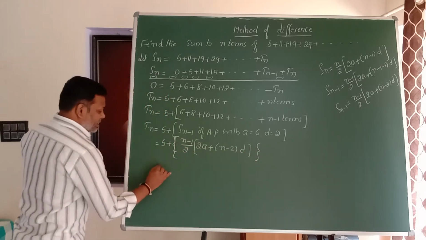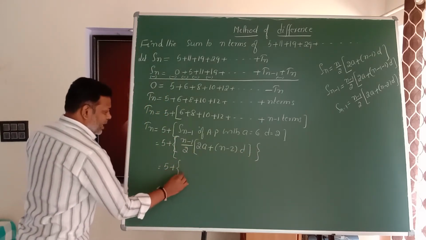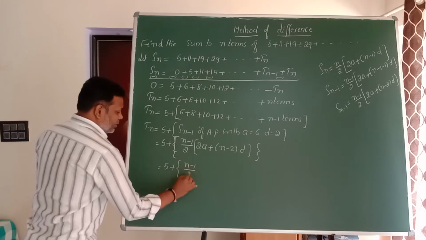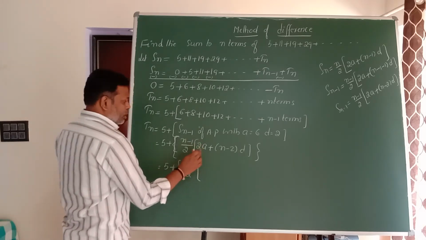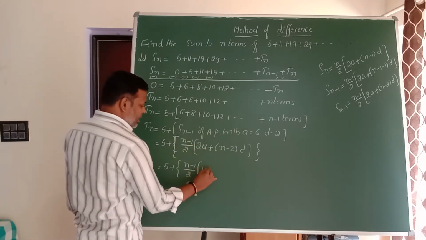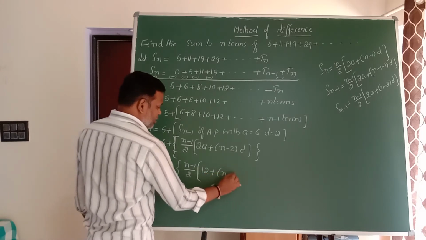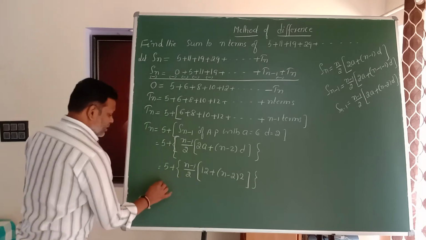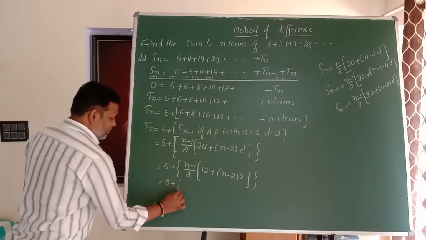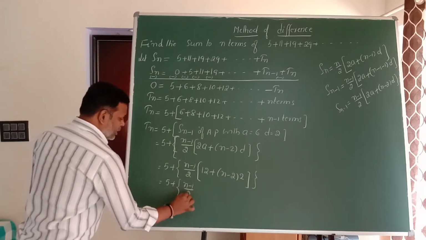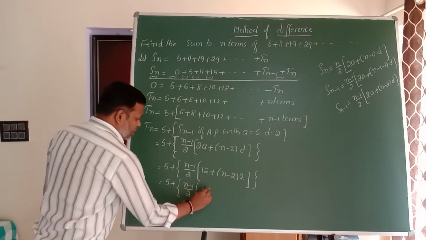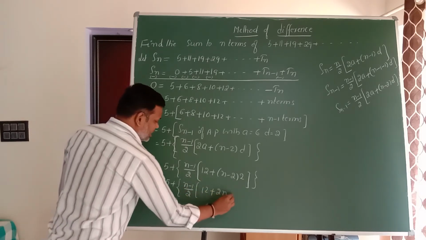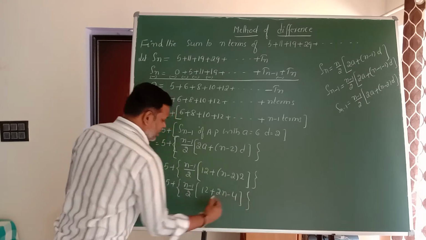Just simplify this. That is equal to 5 plus, substituting the values here, (n minus 1) by 2 into 2a, 2 into 6, 2 sixes are 12, plus (n minus 2) into d, which is 2 here. Just simplify. So that is equal to 5 plus (n minus 1) divided by 2 into, so 12 plus 2n minus 4. Got my point?